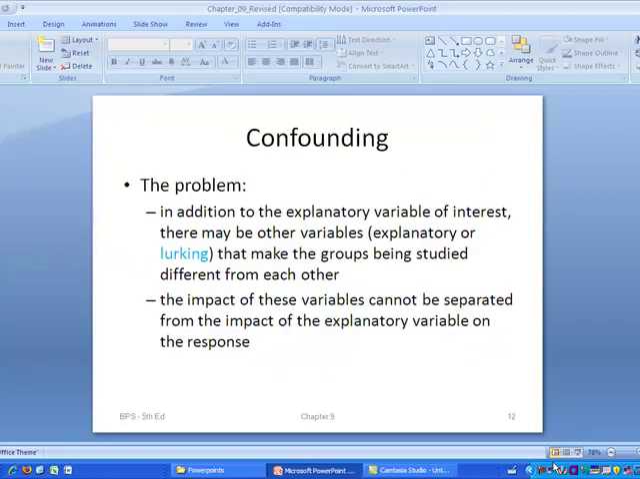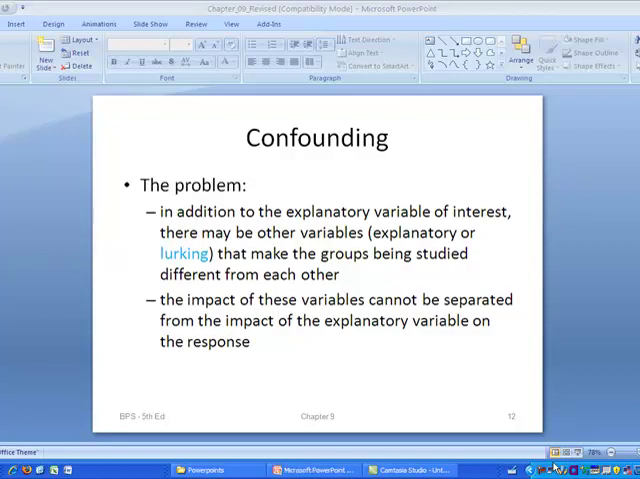So, we're going to talk about confounding. In addition to explanatory variables of interest, there may be other variables, explanatory or lurking, that make the groups being studied different from one another. The impact of these variables cannot be separated from the impact of the explanatory variable on the response. So when we say confounding, it means we can't separate these variables.